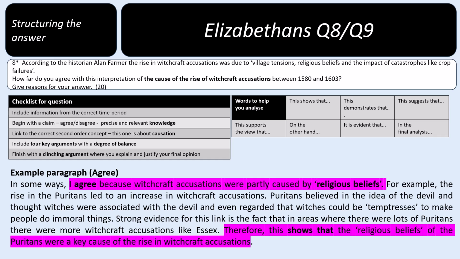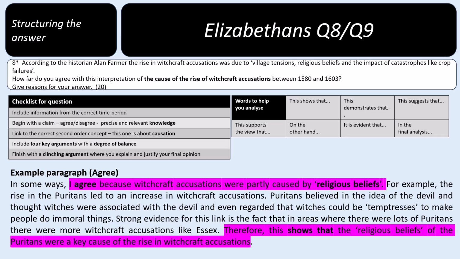Okay, so we'll start off by looking at an example paragraph to agree with this question. So we might say, and remember, you always want to start off by saying I agree or I disagree, having the evidence to back that up, and then at the end linking back to the question. And those purple highlights there just show you where you're going to start by linking into the question, and then at the end of each paragraph, using a phrase like 'this shows that' or 'therefore' you're going to link back into the question. So let's have a look at the example paragraph.